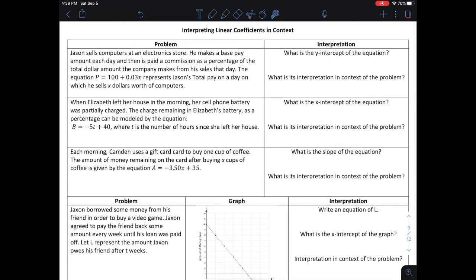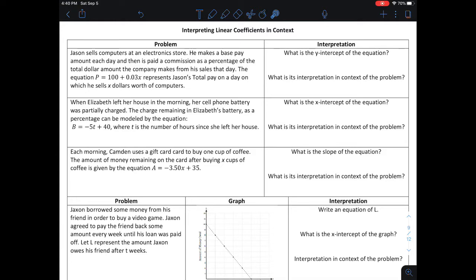Okay, here in this video, we're going to look at interpreting the coefficients of our linear functions in context in some applications. We're given some applications, and the equation of the linear function is going to be given, and we want to interpret what certain parts mean, either the y-intercept, the slope, or maybe even the x-intercept of the problem.